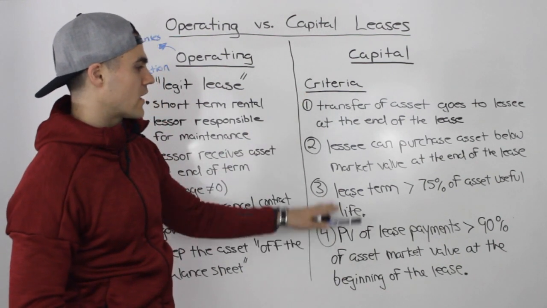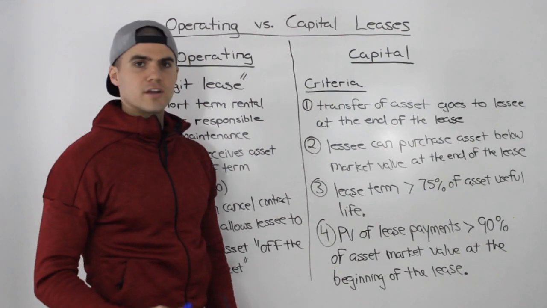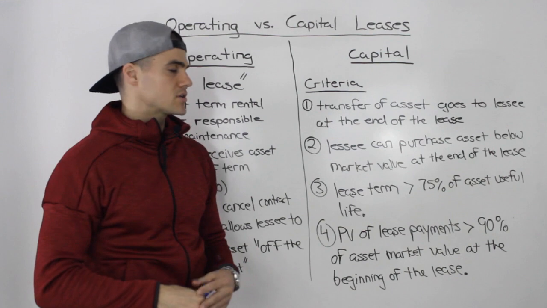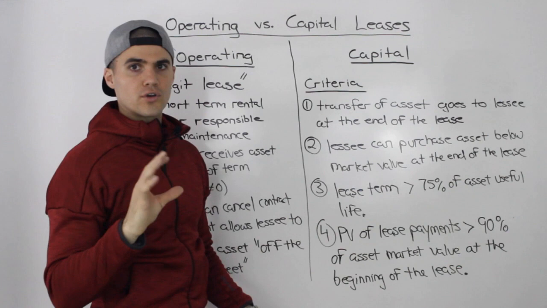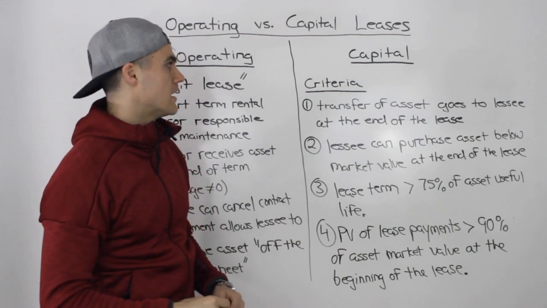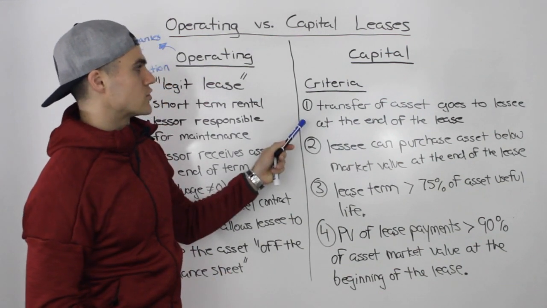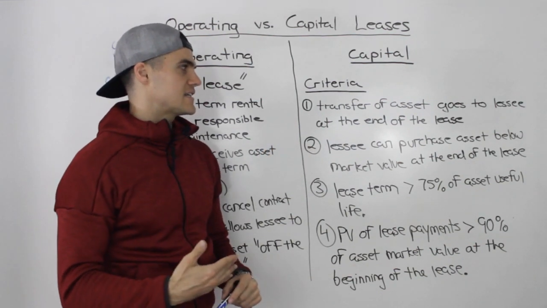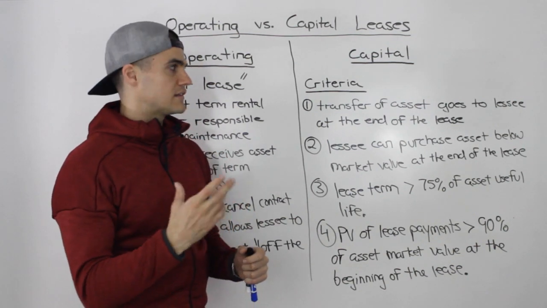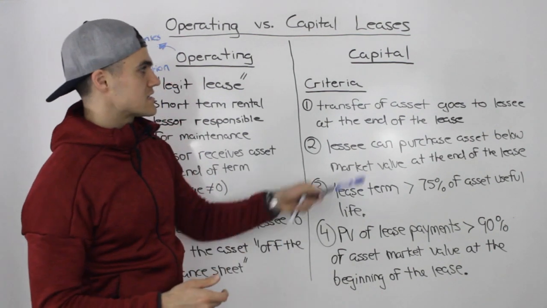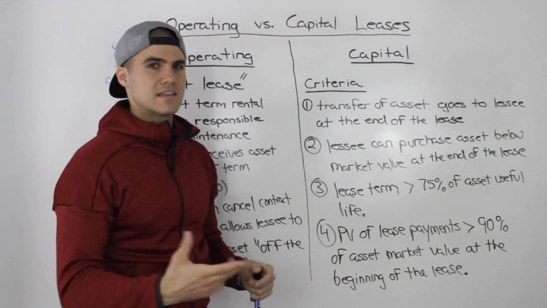But for now, let's just go over the criteria for when it has to be classified as a capital lease or a financing lease. Now, this criteria can change year to year, textbook to textbook, so make sure that you have the correct updated criteria for your specific textbook that you are using. But as of now, this is what the criteria is. So let's go over one by one. So number 1, transfer of the asset goes to the lessee at the end of the lease. So if at the end the lessee gets the asset, then it has to be classified as a capital lease. And that makes sense because it's like the lessee then owns the asset.